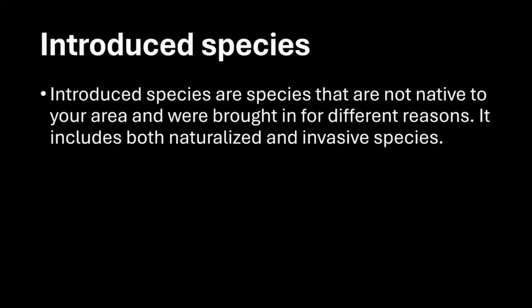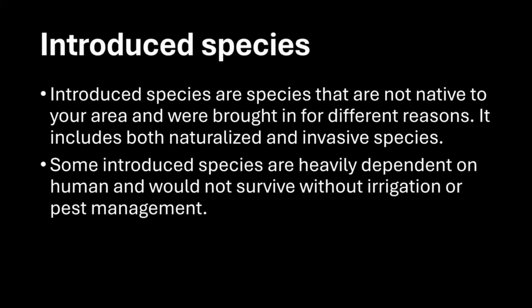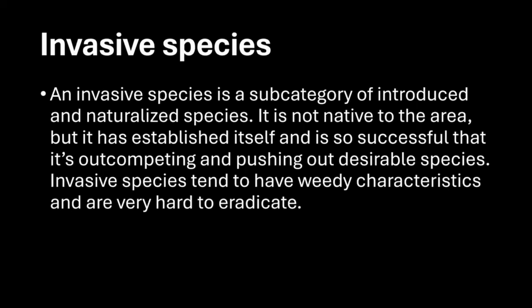Introduced species. Introduced species are species that are not native to your area, and they were brought in for different reasons. Subsets of introduced species are naturalized and invasive. Some introduced species are really dependent on humans, and they would not survive without extra irrigation or pest management. Invasive species. An invasive species is a subcategory of introduced and naturalized species. It's not native to the area, and it has established itself, but it is so successful that it's out-competing and maybe even pushing out the species that you want to keep. Invasive species tend to have weedy characteristics and are really hard to eradicate.